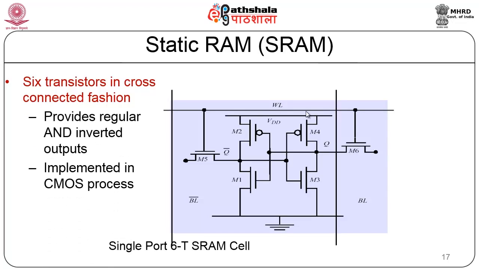If you look at a static RAM, the basic cell of a static RAM is shown in this figure. As you can see, you have 6 transistors making up one cell of a static RAM. You have a cross coupled connection here. These 6 transistors in a cross connected fashion are able to store 1 bit of information. This generally provides regular and inverted outputs. It is normally implemented in a CMOS process. It requires very low power to retain the bit.